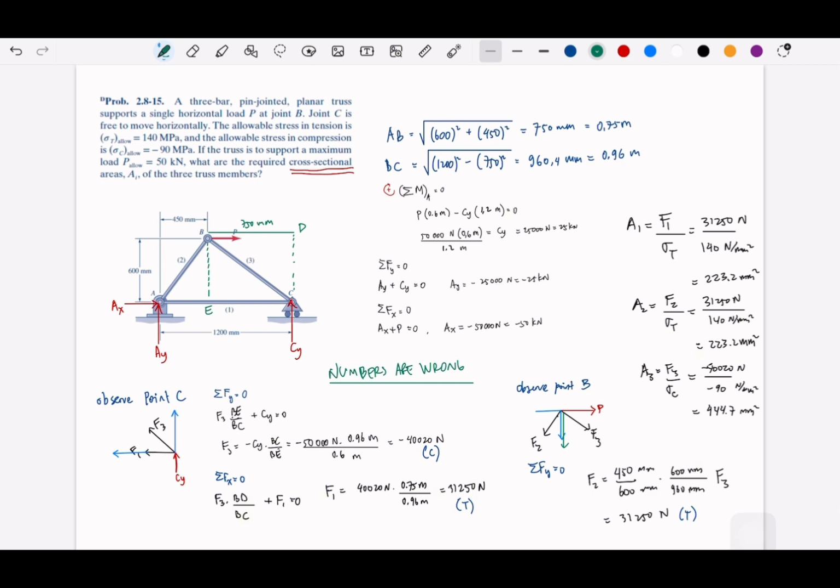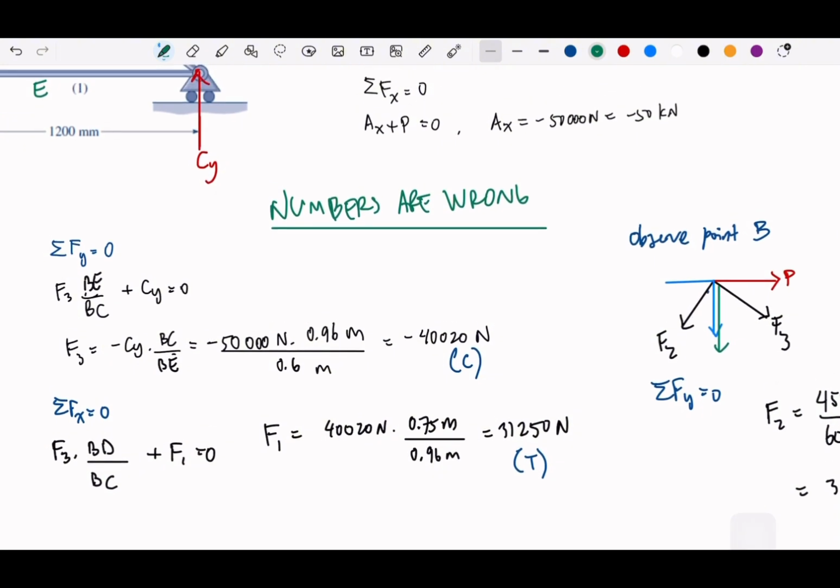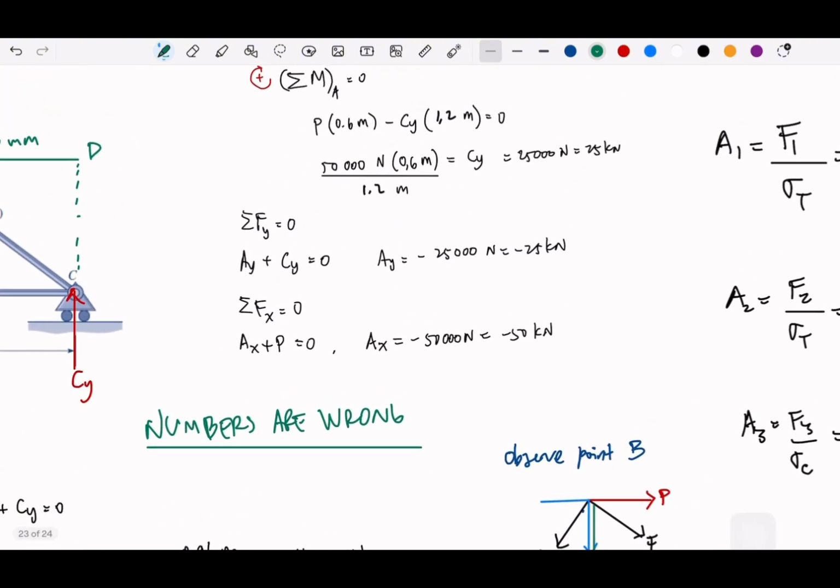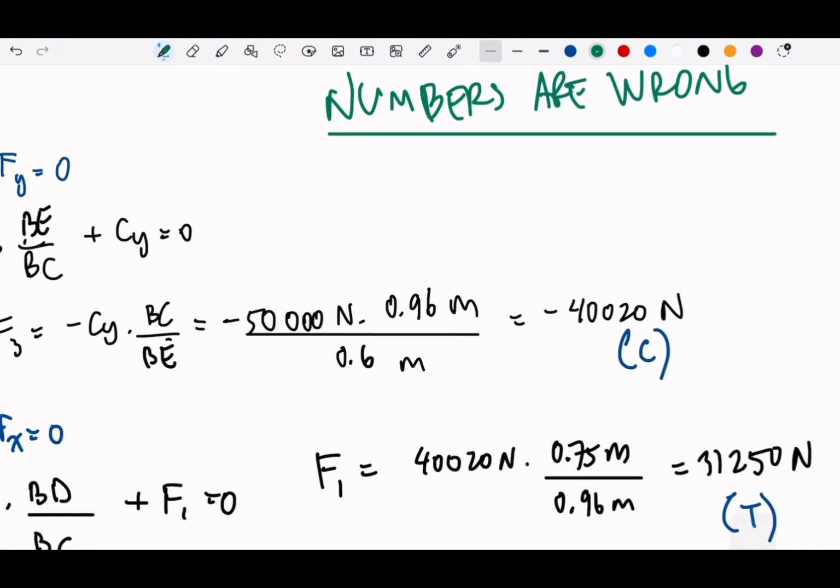Oh, I know what is wrong. I use 50,000 for CY while CY is 25,000. I just realized this should be 25. Okay, later I will fix this.